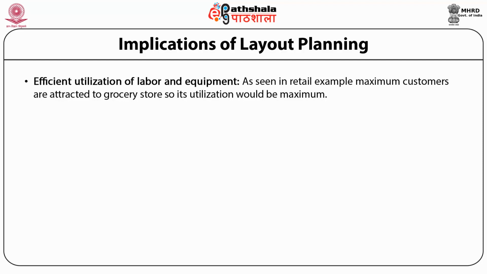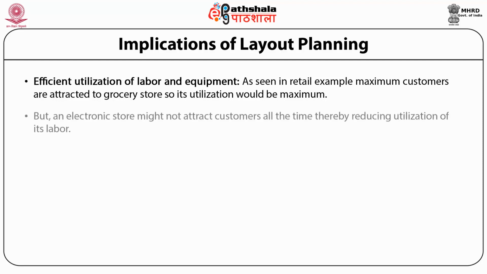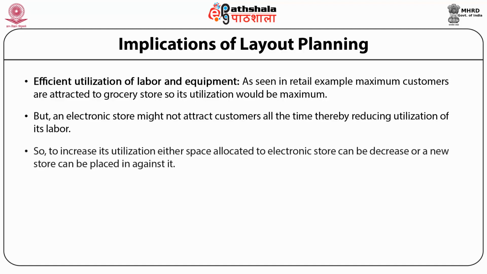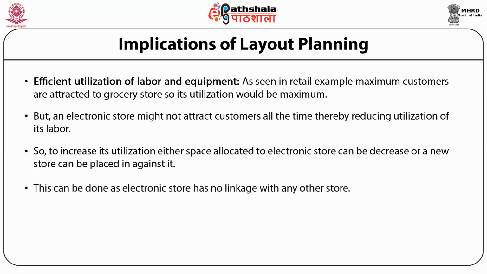Efficient utilization of labor and equipment, as seen in retail example. Maximum customers are attracted to a grocery store, so its utilization would be maximum. But an electronic store might not attract customers all the time, thereby reducing utilization of its labor. So to increase its utilization, either space allocated to the electronic store can be decreased or a new store can be placed next to it. This can be done as the electronic store has no linkage with any other store.